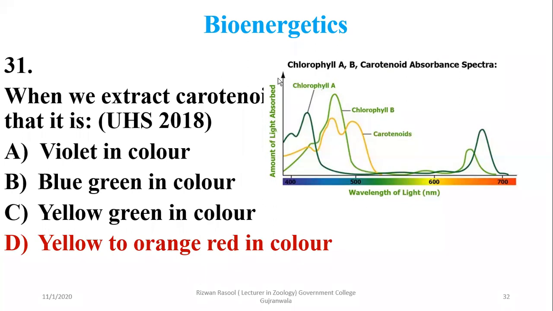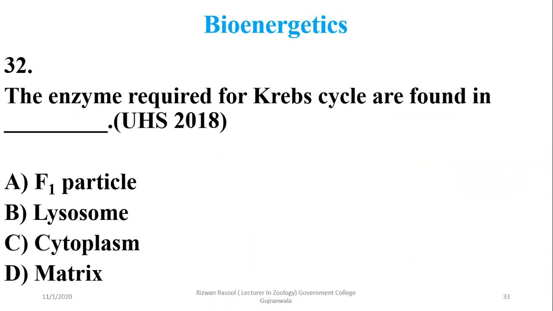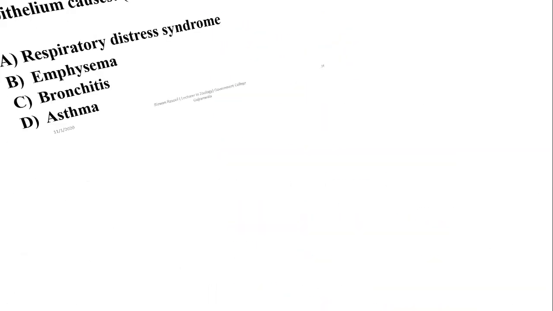Number 32. The enzymes required for Krebs cycle are definitely found in mitochondrial matrix because it is a reaction which takes place in mitochondrial matrix. F1 particle is an ATP synthesizing enzyme or ATP synthase complex. Lysosomes are involved in intracellular digestion and autophagy. Cytoplasm is for other functions like glycolysis.